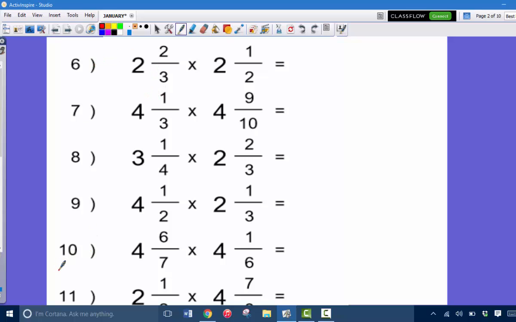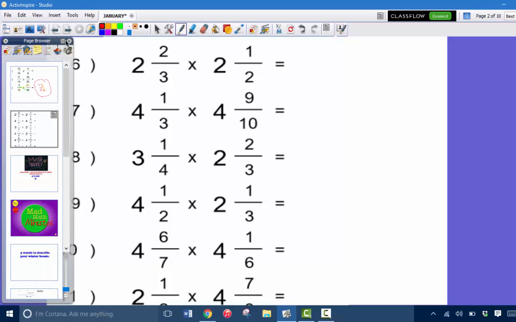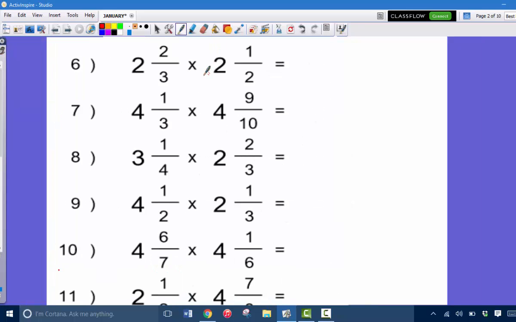I will probably go through number 10, and that way you have less homework to do because these are the exact problems from your homework. So again, changing mixed numbers into improper and then following the steps of multiplying fractions. There we go. I take my whole number, multiply it with the denominator. 2 times 3, which is 6. Then you add what's on top. So 6 plus 2 is 8. Keep the same bottom number, over 3.